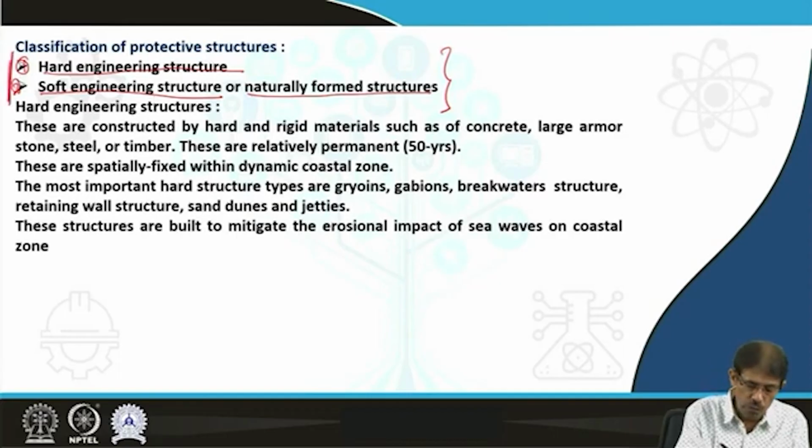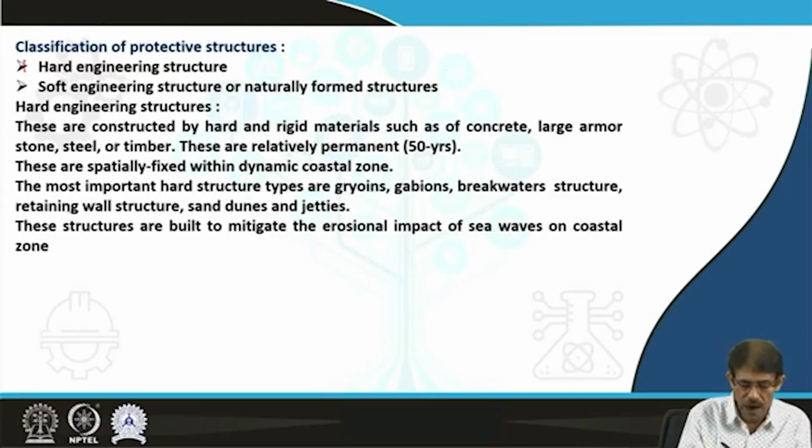All these belong either to diverting structures, absorbing structures, or structures reducing the energy of the waves. Here we are more concerned about the development of hard engineering structures. These hard engineering structures belong either to the divergent structure, the reducing structure, or the absorbing structures. They are made up of hard and rigid material, therefore called hard engineering structures.